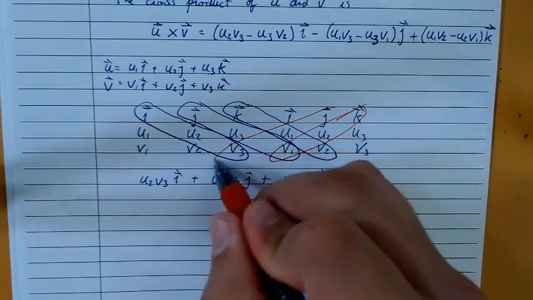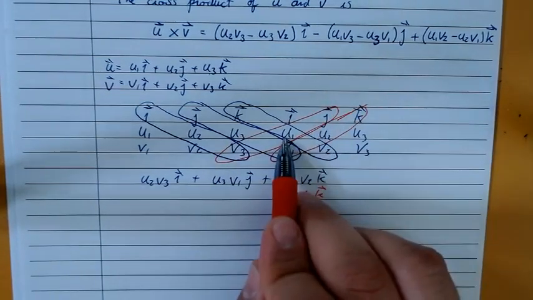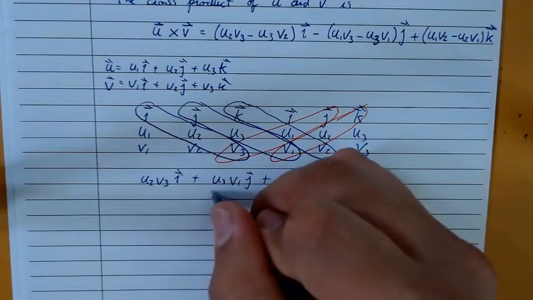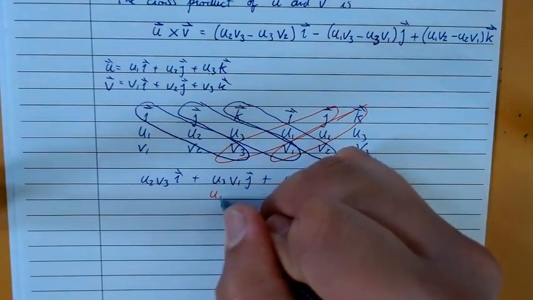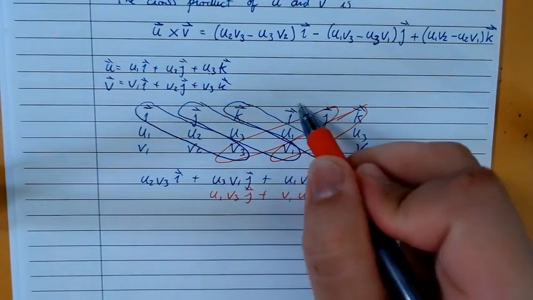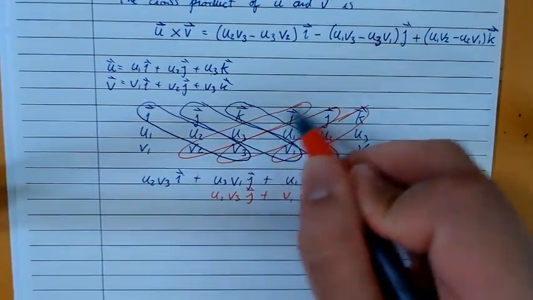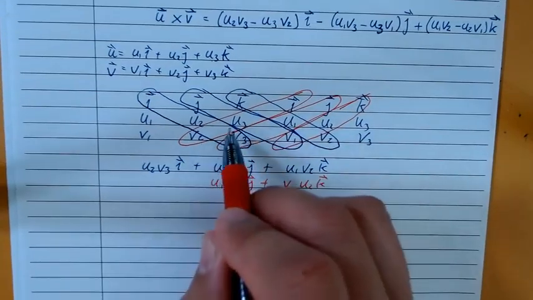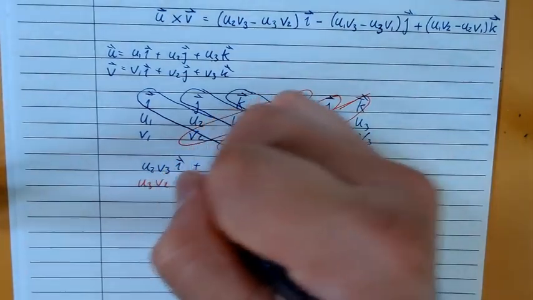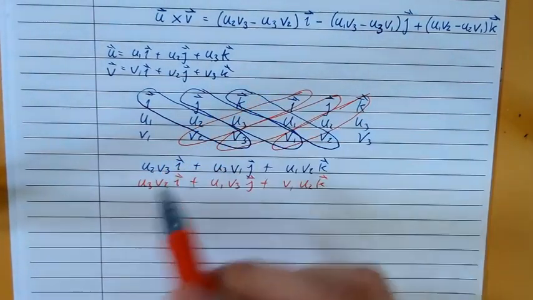This one right here is u1 v3 j. So I'll put it right under here under the j. u1 v3 j. And then this one right here is u3 v2 i. Notice these are like terms.